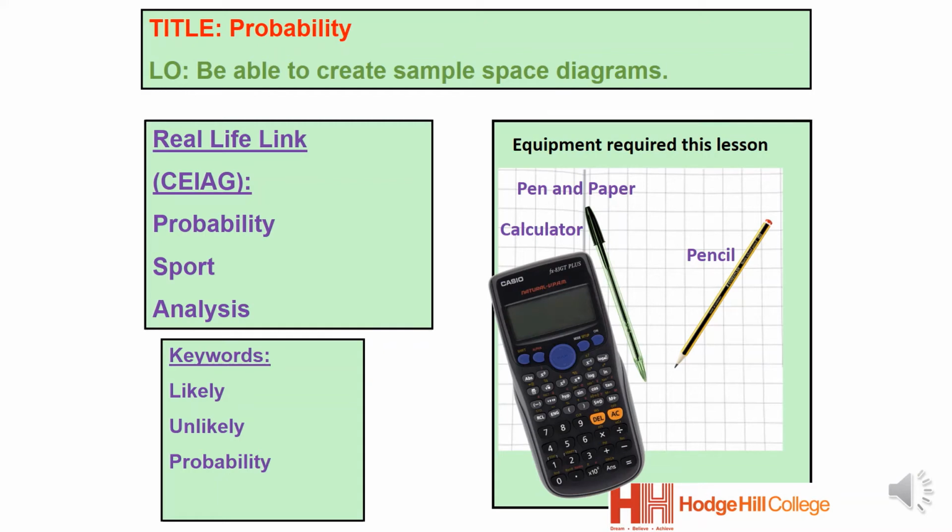Hello, so today is the second lesson on probability involving sample space diagrams. Last lesson we were able to calculate probabilities when we were given a sample space diagram. Today we're going to create those sample space diagrams.